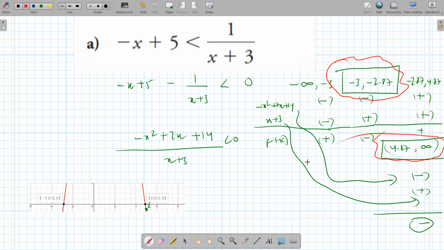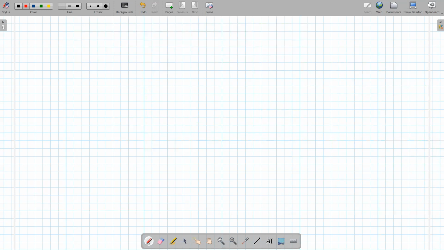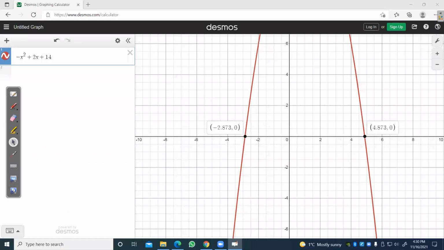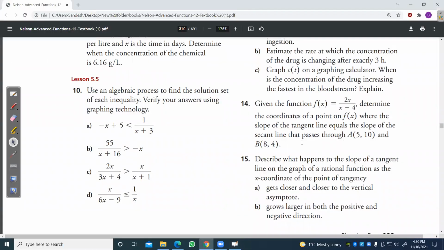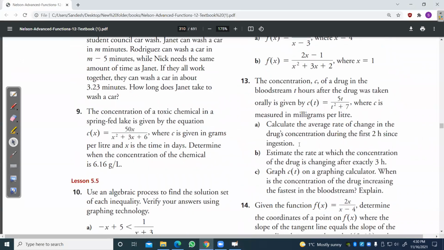Does that make sense? It's just a little bit tedious, I mean, the process. Yeah, this one was weird. Usually you can factor them out. That one was not even factorable.